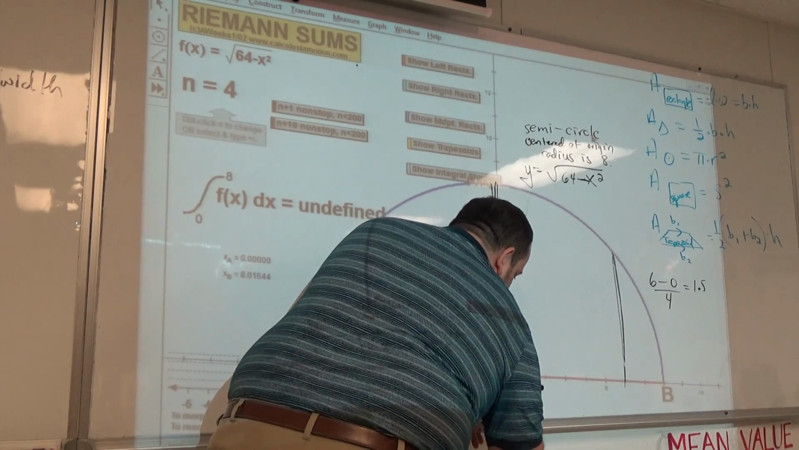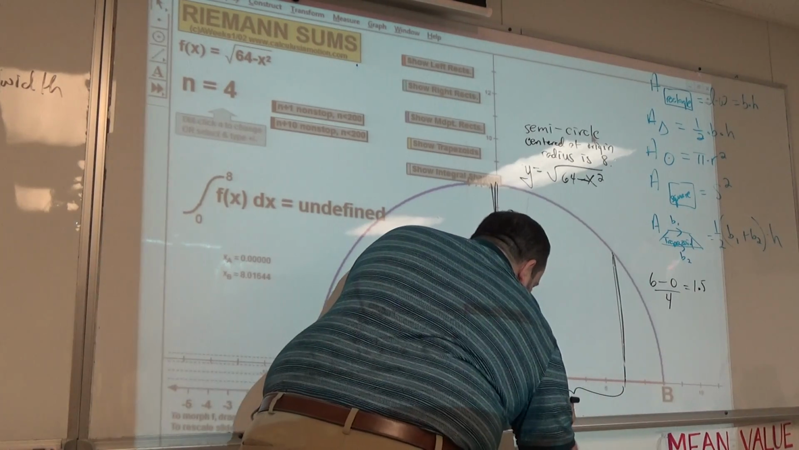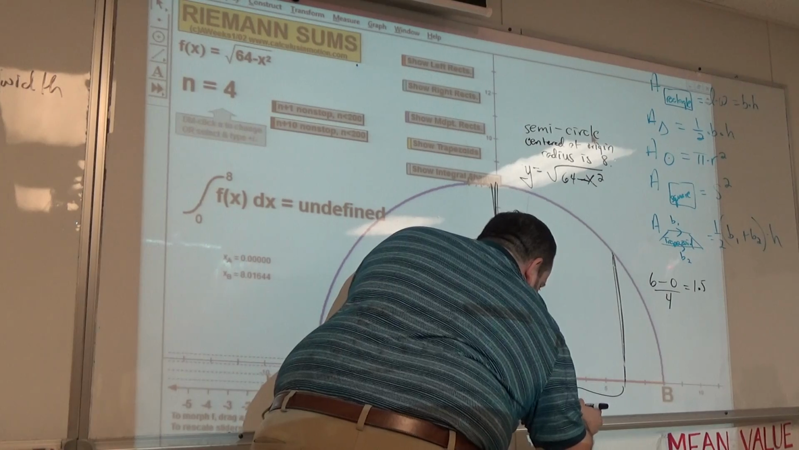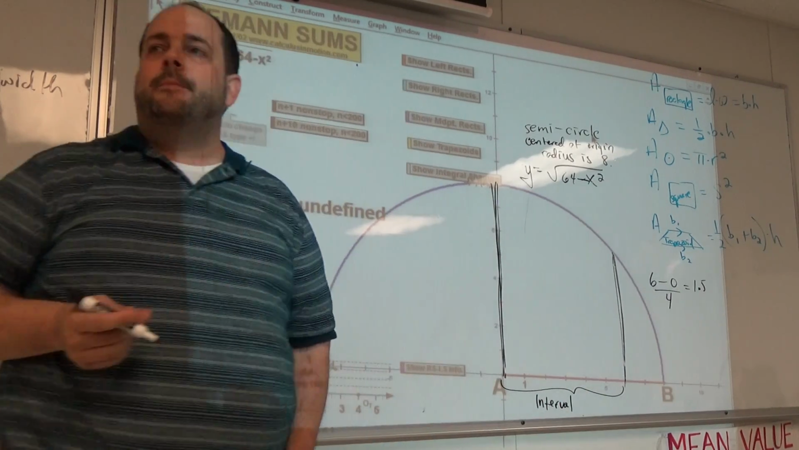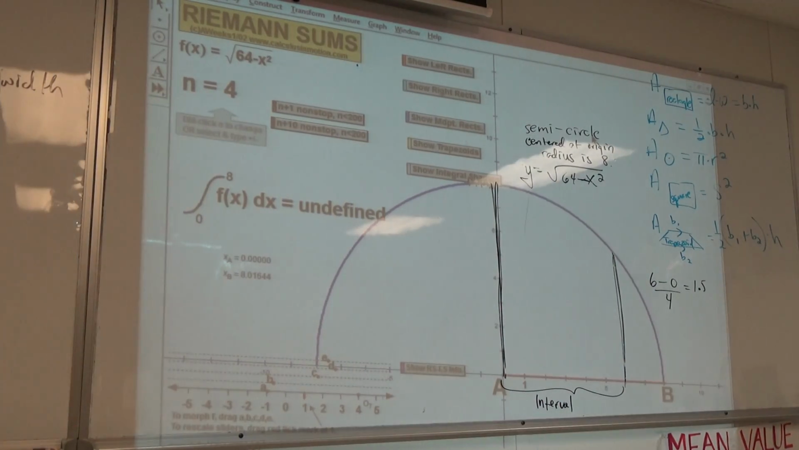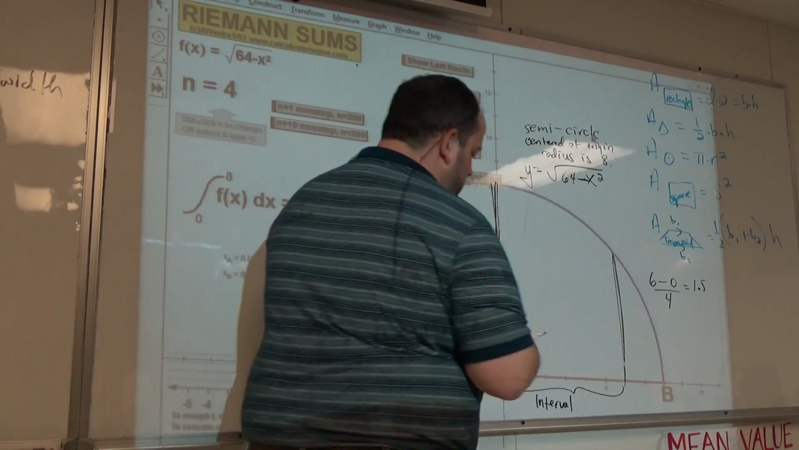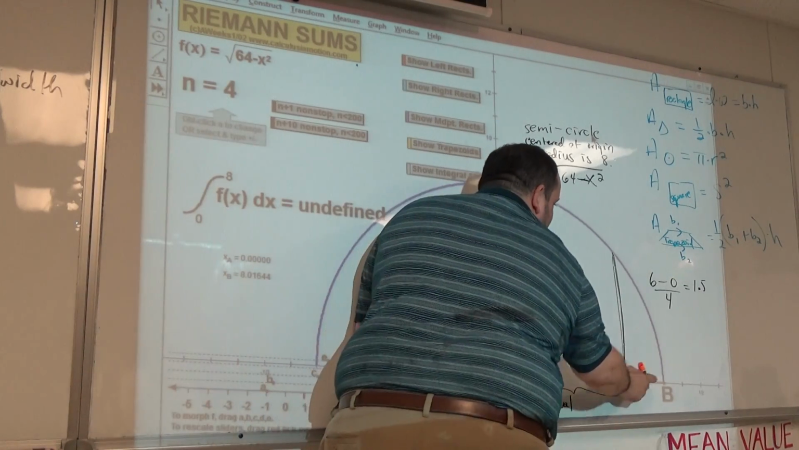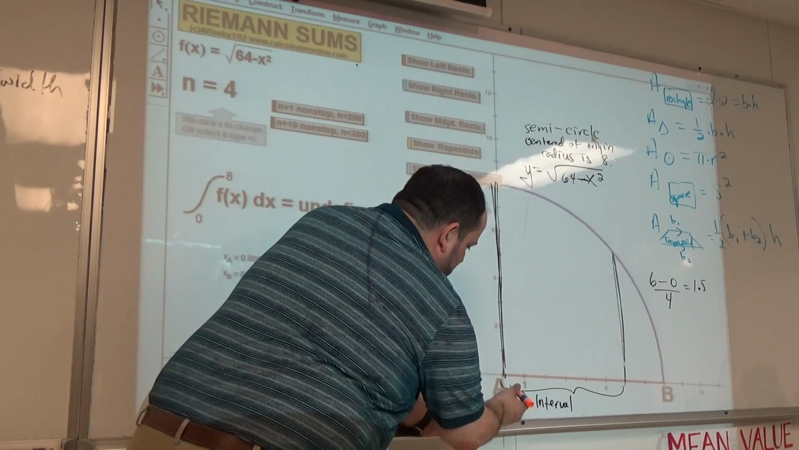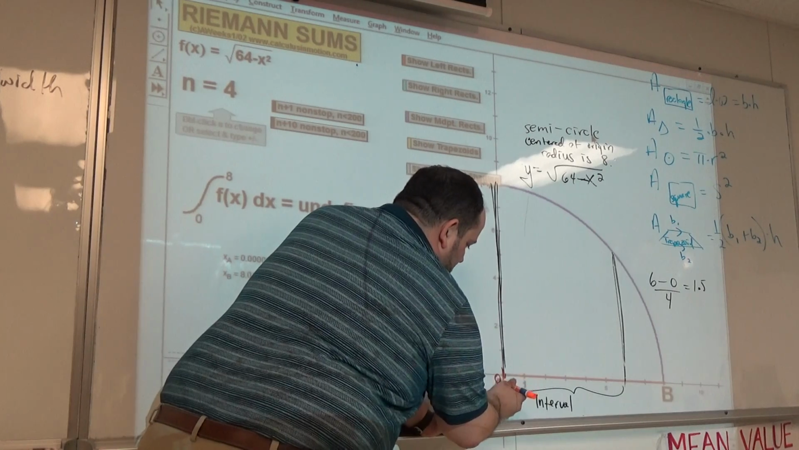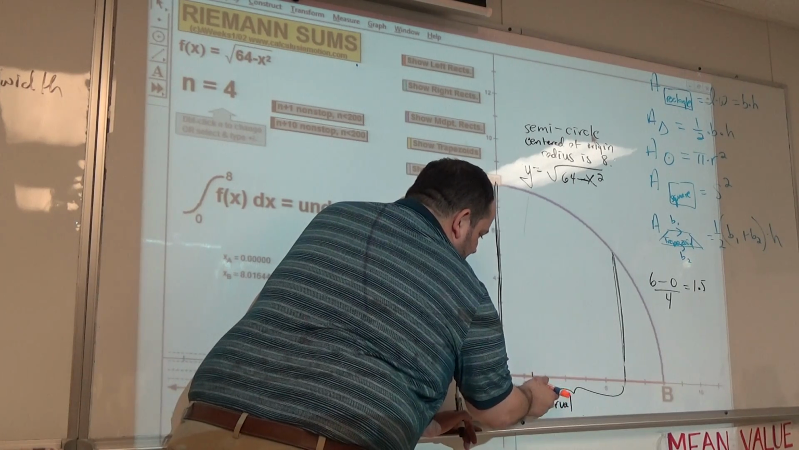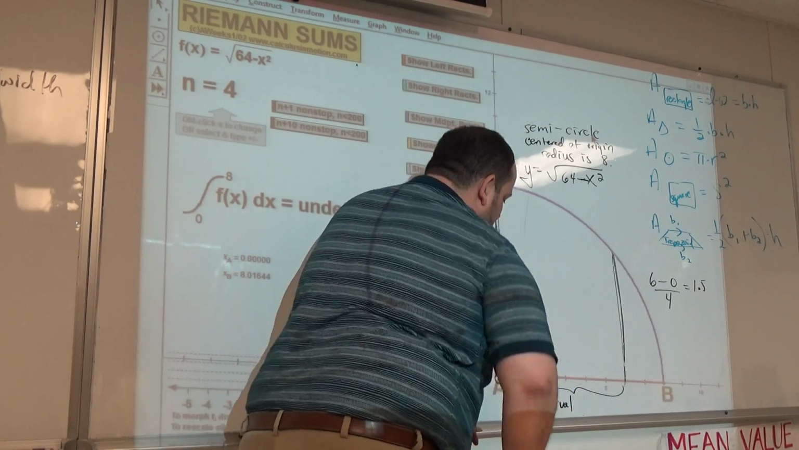Some vocabulary I want to get in here. This is going to be my interval. I'm going to go from 0 to 6. I'm going to partition the interval. The word partition just means chop it up. I'm going to partition the interval so that I go from 0 to 6, and each rectangle has a width of 1.5. So my partitioning starts at 0 and ends at 1.5.